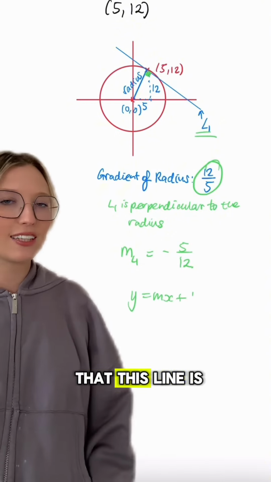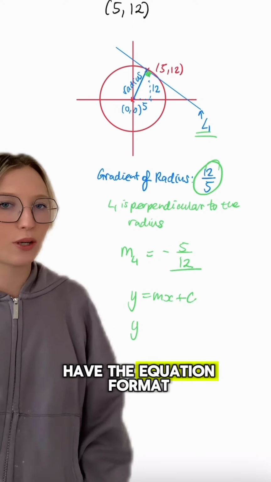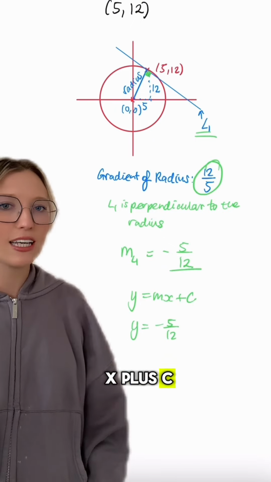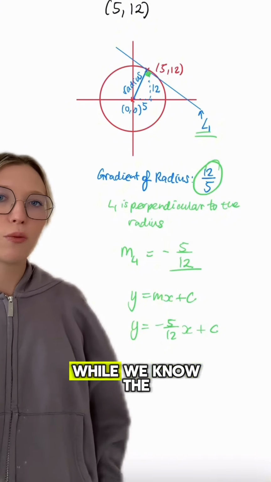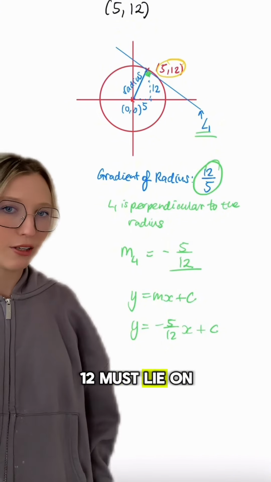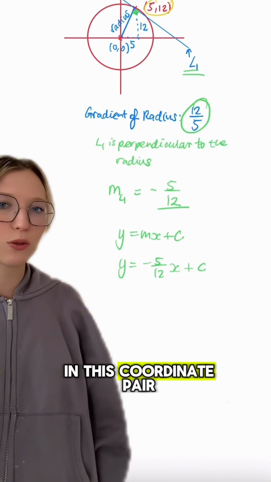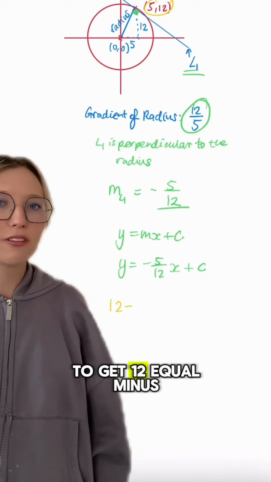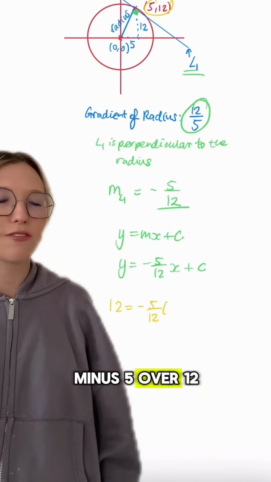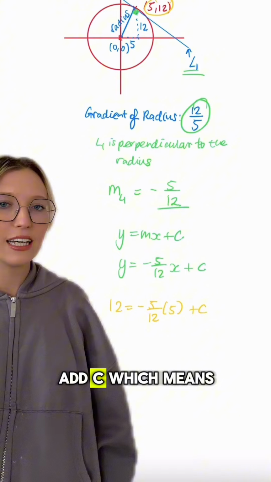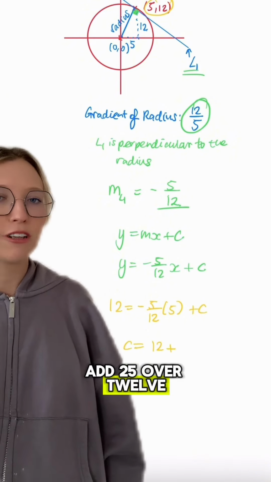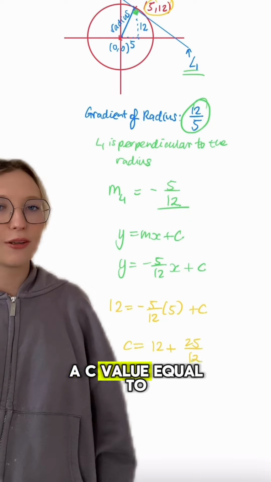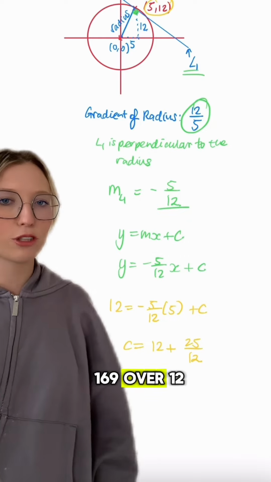We can also see that this line is a straight line, so it's going to have the equation format of y equals mx plus c, where our m is minus 5 over 12. Now to find c, we know the point 5, 12 must lie on this tangent line, so we can plug in this coordinate pair to get 12 equals minus 5 over 12 times 5, add c, which means that c must equal 12 add 25 over 12, which is just going to leave us with a c value equal to 169 over 12.